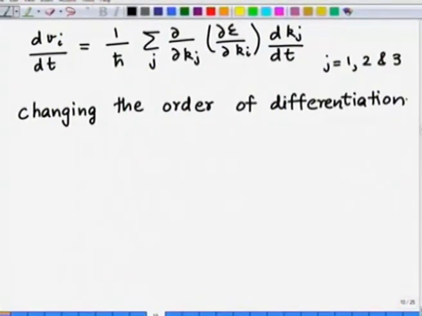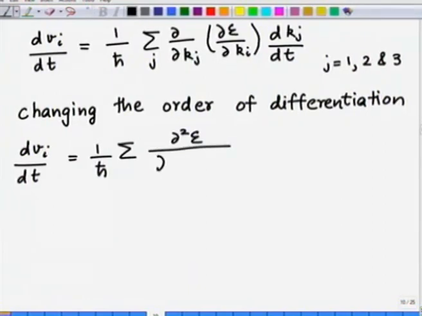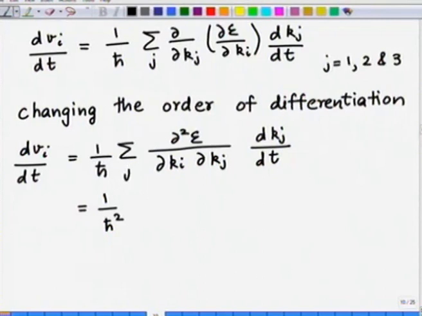Changing the order of differentiation, I can write this quantity dv_i/dt as equal to 1 over h bar, summation of del square E by del k_i del k_j, the j sum being conducted first, and dk_j/dt. If I write it like this, then I can further write it as 1 over h bar square. I made it square now, and this summation is over j.